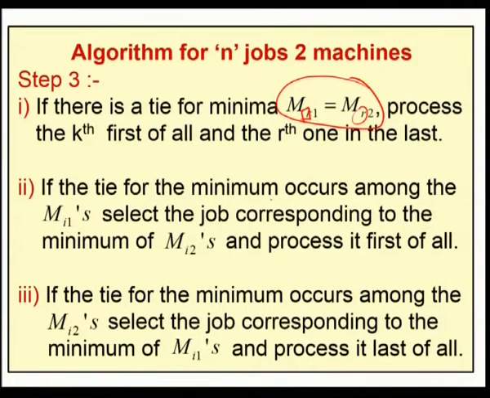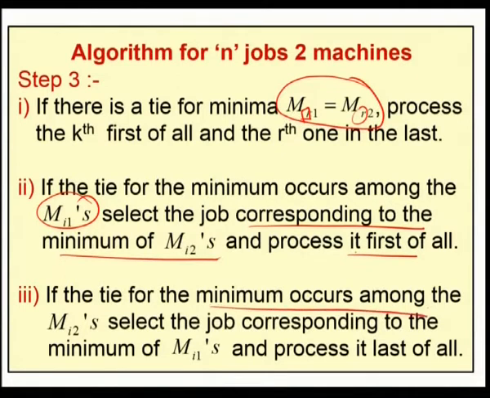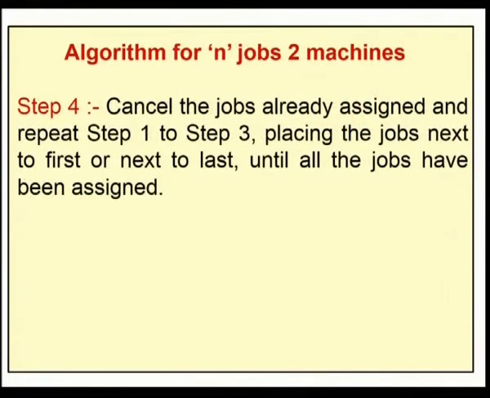Suppose there is a tie of minimum among the mi1s, then in such a case select the job corresponding to the minimum of mi2s and process it first. Suppose there is a tie for the minimum among the mi2s, then select the job corresponding to the minimum of mi1s and process it last. Now, the fourth step is cancel all the jobs which are already assigned and repeat the process from step 1 to 3 until all the jobs are assigned.